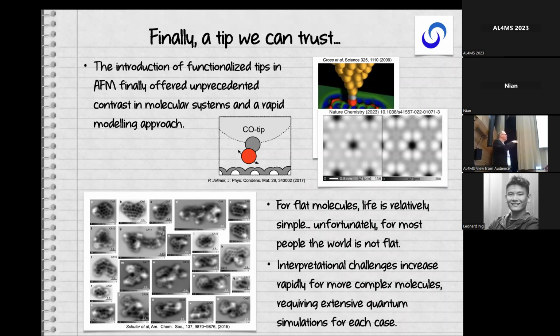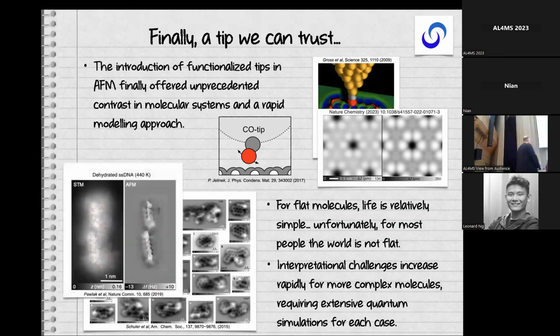And as we move into this complicated system with less information, more configurational challenges, bigger systems, for example, here is a biomolecule.